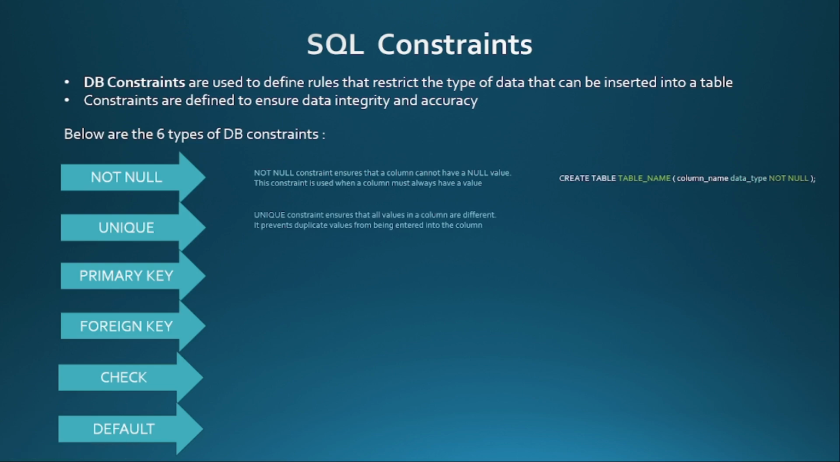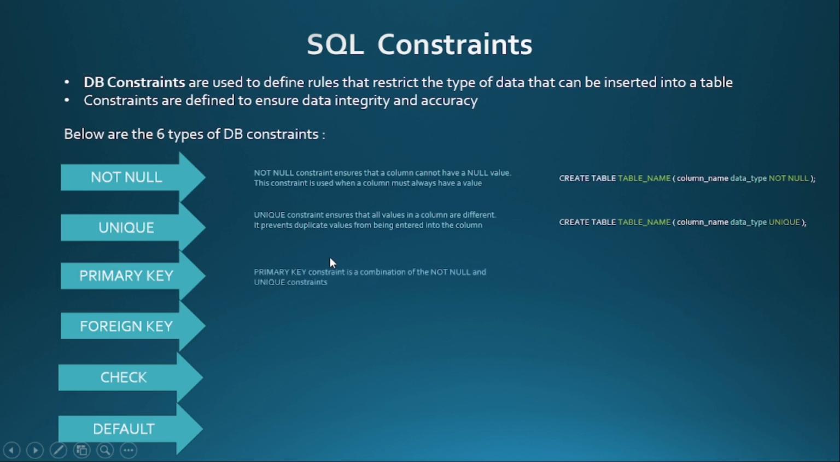When it comes to unique constraint, it ensures all the values in a column are different. It prevents duplicate values from being entered into the column. So the syntax for this unique constraint is create table name, column, data type, and unique.